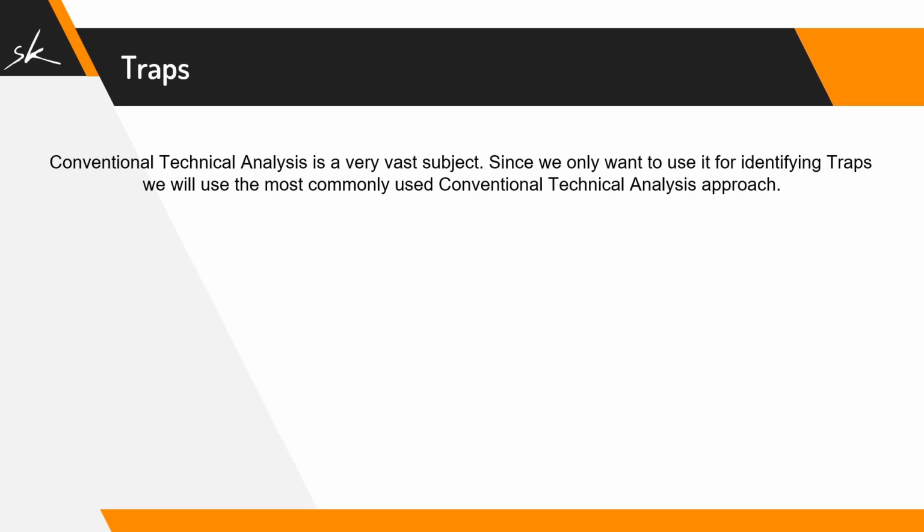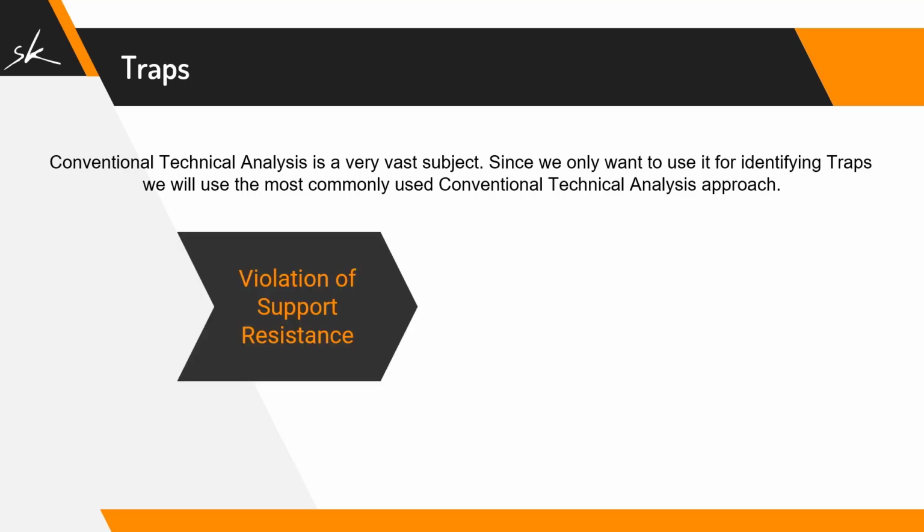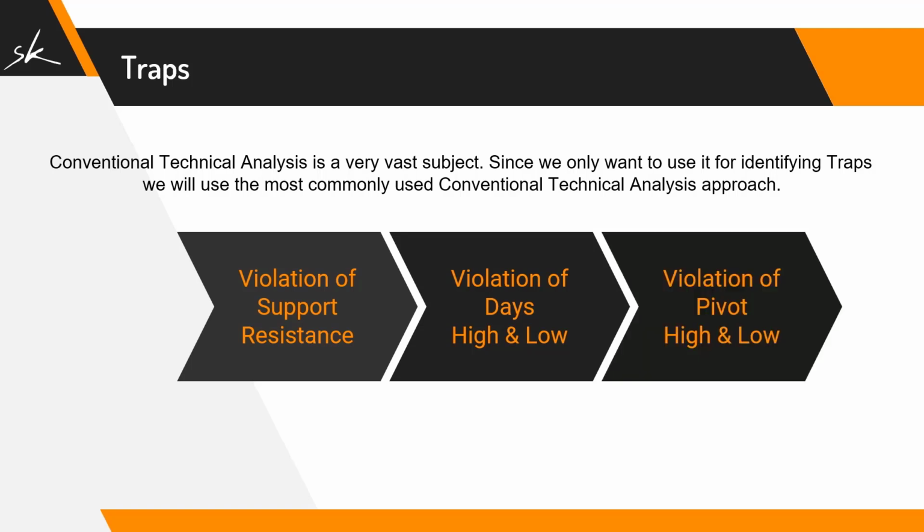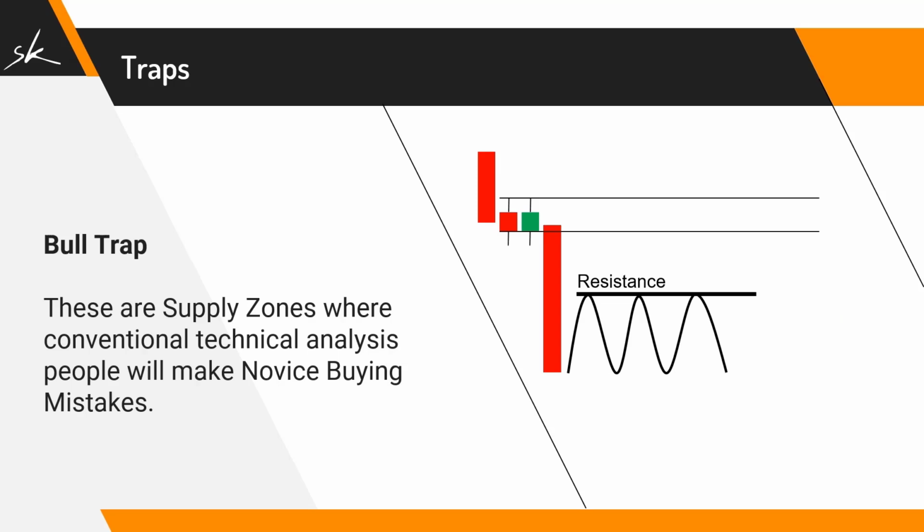Conventional technical analysis is a very vast subject. Since we only want to use it for identifying traps, we will use the most commonly used conventional technical analysis approach. This will be violation of support and resistance, violation of day's high and low, and violation of pivot highs and pivot lows. Bull traps are supply zones where conventional technical analysis people will make novice buying mistakes.